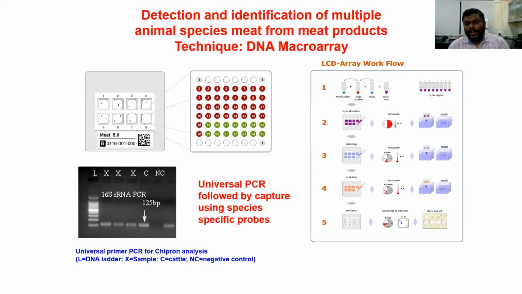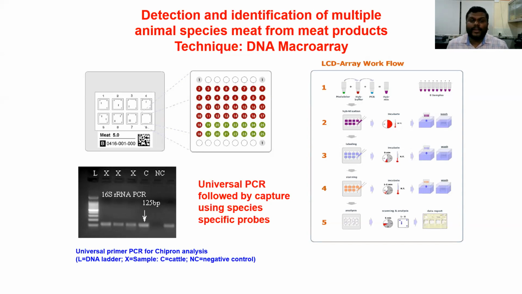So we have evaluated these samples based on a DNA technique called DNA microarray. I will explain a little about this. So far we have explained the cases where only one species is involved, let it be a targeted approach or an untargeted approach. Now the scenario is changing. Now we can expect multiple species in one meat product.